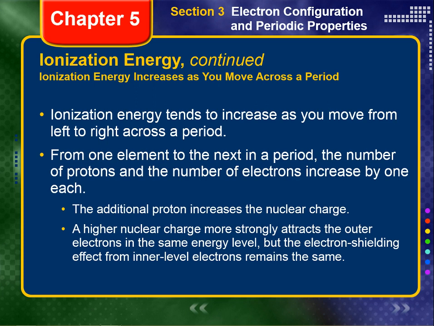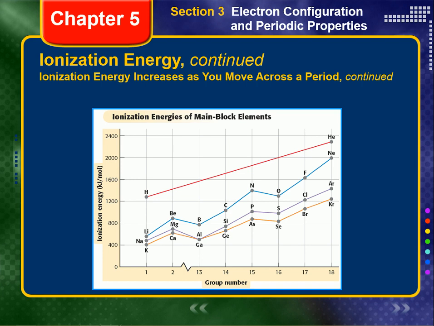But the electron shielding effect from the inner level electrons remains the same, right? So the shielding is the same because the number of inner shell electrons is the same, but we're increasing the amount of positive charge in the nucleus, and so we're actually holding those outer electrons more tightly. And since we're holding them more tightly, it takes more energy to eject an electron. So ionization energy tends to increase.